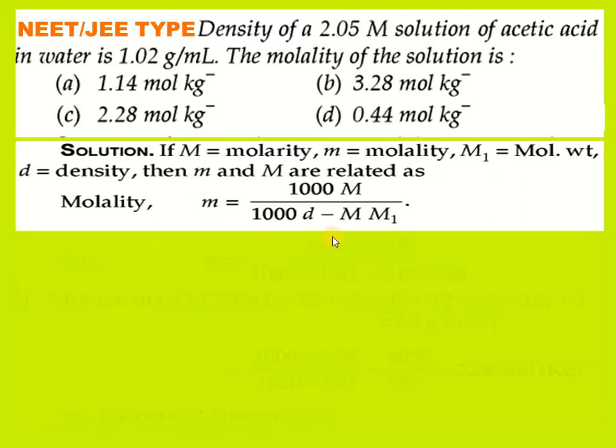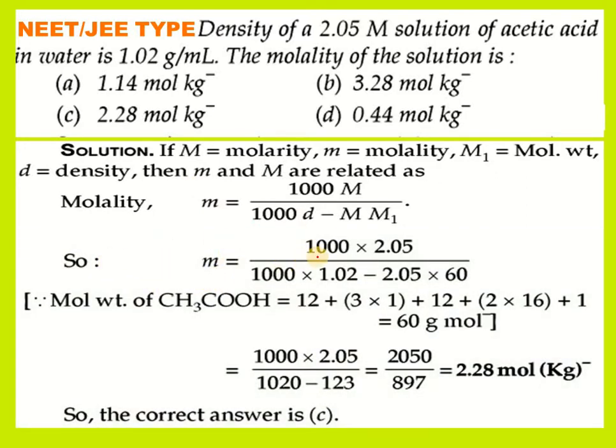We have to find the molality by substituting the values. The molarity given in the problem is 2.05, the molecular weight of acetic acid is 60, the density given in the problem is 1.02, and the second term is 2.05 into 60. Upon substituting and simplifying, finally we got the molality as 2.28 moles per kilogram. So C is the correct answer for this question.